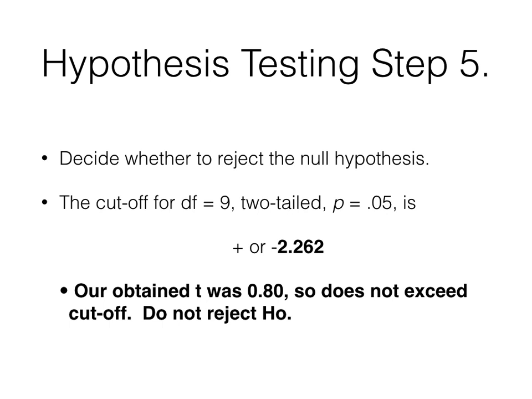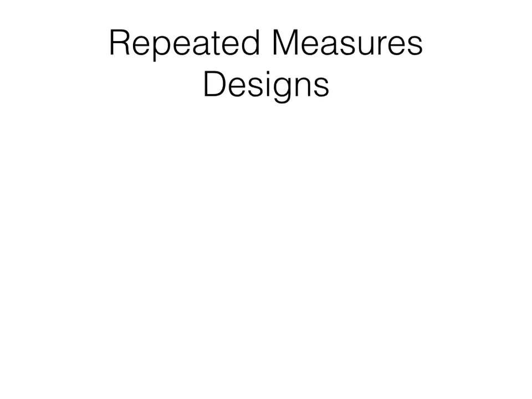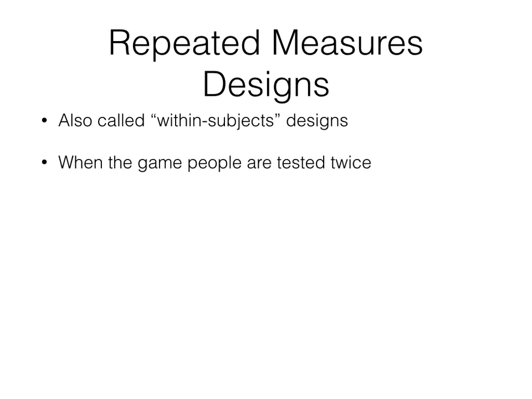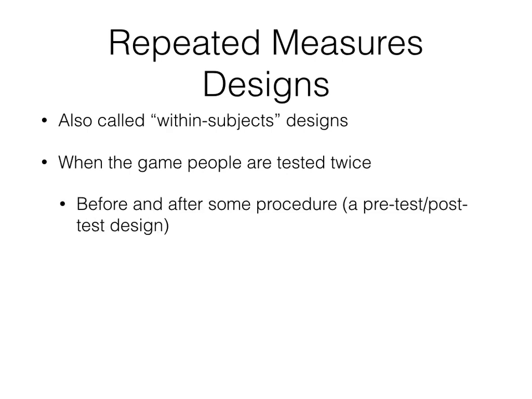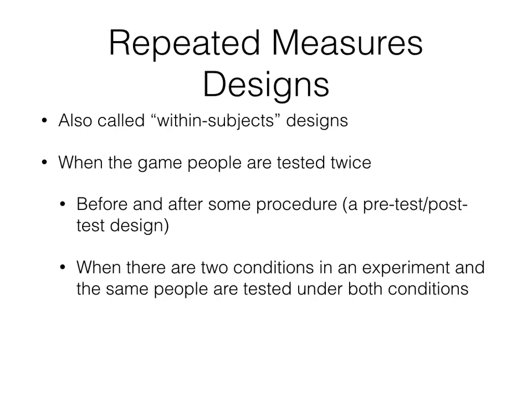That example, as I said, was called a t-test for dependent means, or a dependent t-test. The kind of design that we're actually using in that case was what's called a repeated measures design. It's a design that we spoke about earlier in the semester. It's also called a within subjects design. So basically, a within subjects design is whenever the same people are tested twice. This could be before and after some procedure, like a pre-test, post-test design. It could be when there are two conditions in an experiment and the same people are tested under both conditions. Each of those cases are within subjects, okay?